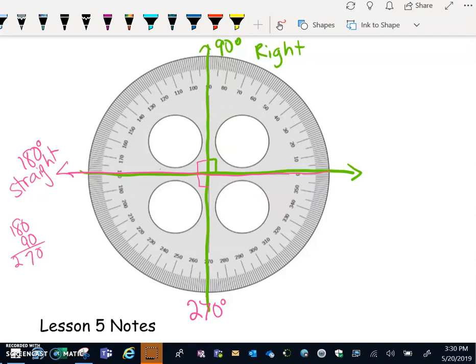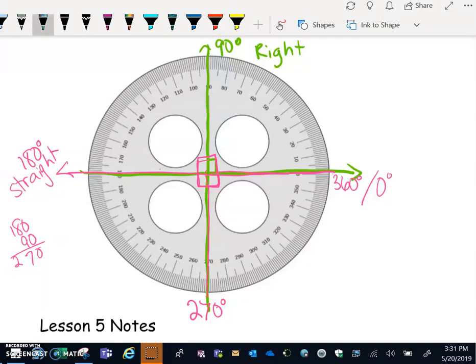It's another right angle. And then you'll see I have another right angle here. And if you notice, I have made a square in the center. Now mine's not perfect because I'm drawing on the computer. But 90 plus 270 would make 360 degrees. 360 is also the same spot as 0. So we're going to mark 270 and 360.